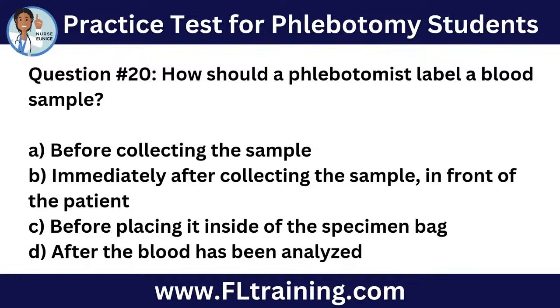Question number 20. How should a phlebotomist label a blood sample? Is it A, before collecting the specimen, B, immediately after collecting the sample in front of the patient, C, before placing it in the specimen bag, or D, after the blood has been analyzed? When do you want to apply that label that has the patient's information, their medical record number, their first name, their last name, their date of birth? You're going to put your signature or your initials and then a collection date and time. When do you want to do all that?